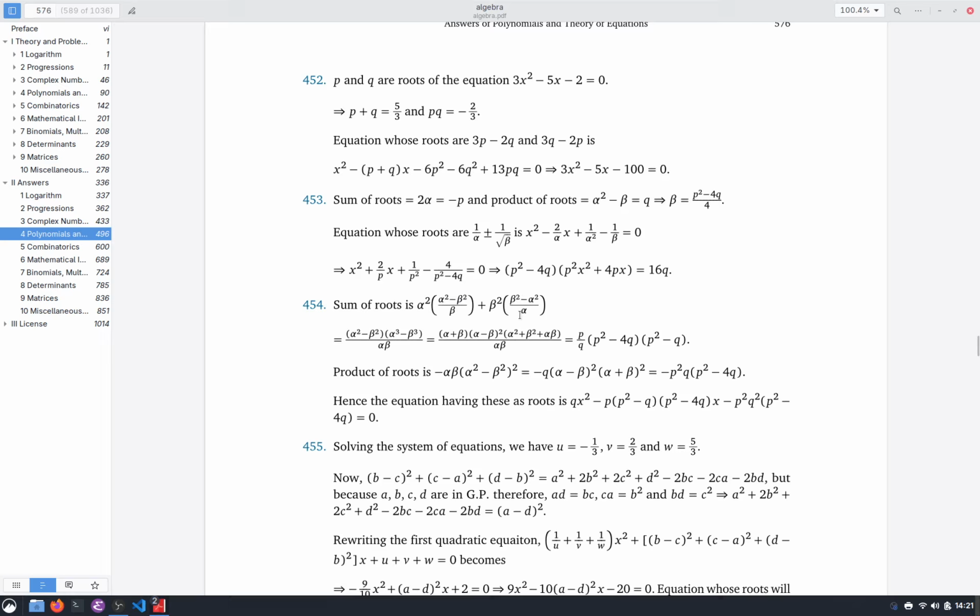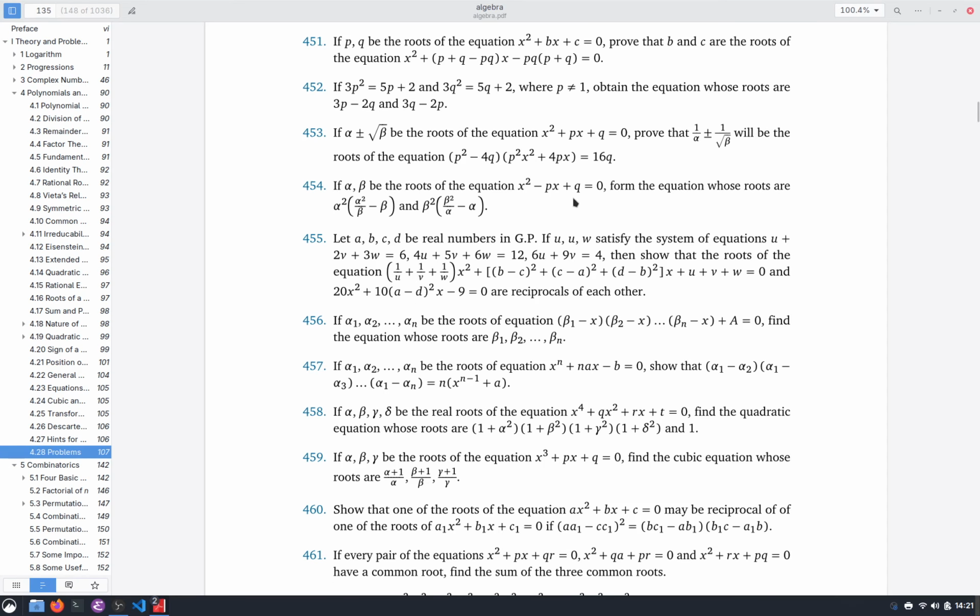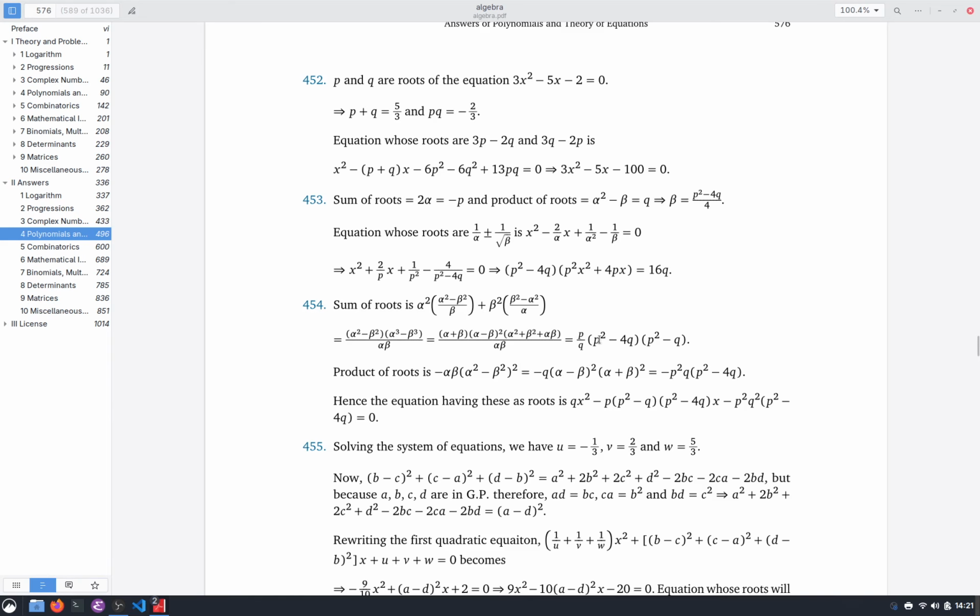So if you take LCM of both of these, you get here alpha cube, and when you take LCM you get beta cube here. So alpha square minus beta square you take common. So that will become (alpha square minus beta square) into (alpha cube minus beta cube). The first term you can split as (alpha plus beta) into (alpha minus beta), and you take alpha minus beta common from the second one. You get (alpha minus beta) whole square with (alpha square plus beta square plus alpha beta) by alpha beta. You simply substitute the value of alpha plus beta, which is p, and alpha beta is equal to q. You get p by q into (p square minus 4q) into (p square minus q).